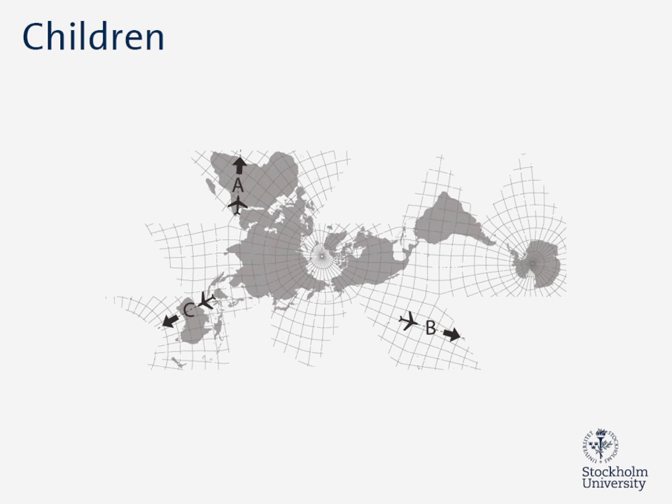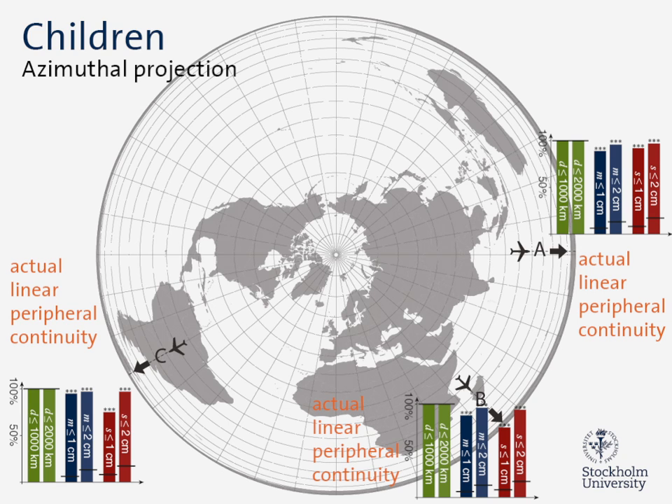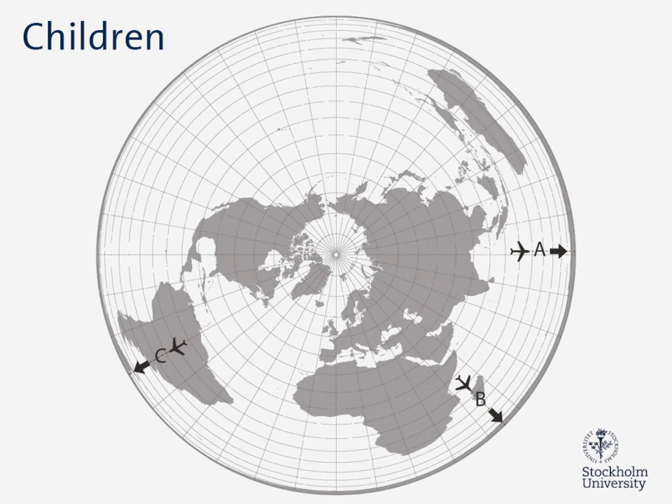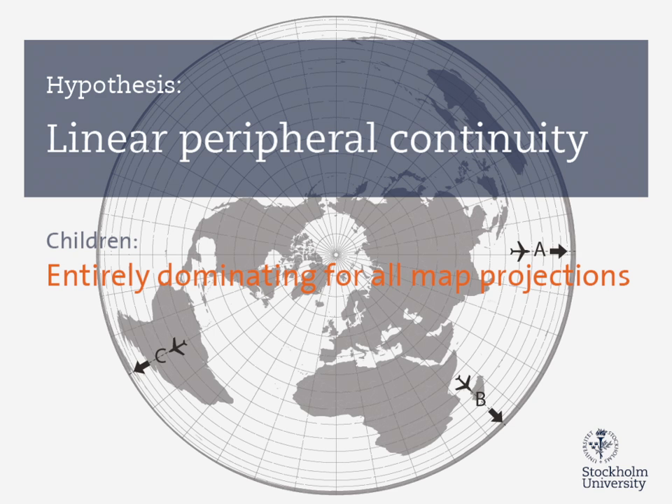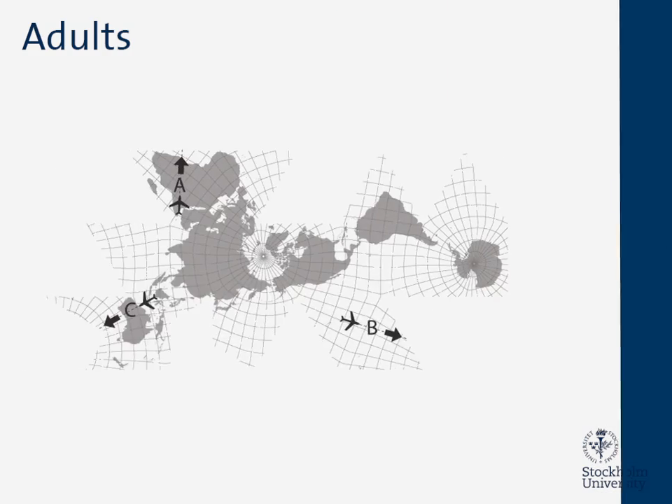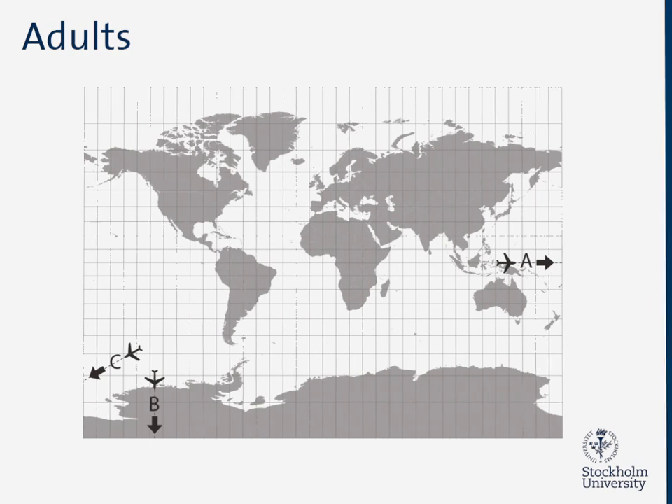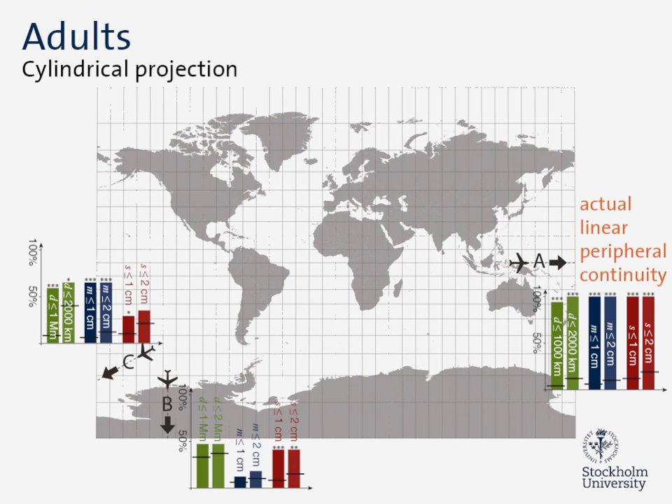And for the fifth and last projection, all the 3 airplanes are examples of actual linear peripheral continuation, and the children have correctly proposed the continuations along the tangent of the original route. To summarize the results from the children, the linear peripheral continuation was found to be entirely dominant among the children regardless of the projection. If we instead look at the results for the adults, the tendency to incorrectly propose continuations according to linear peripheral continuation is only significantly higher than random for the cylindrical projection, especially for airplane B.